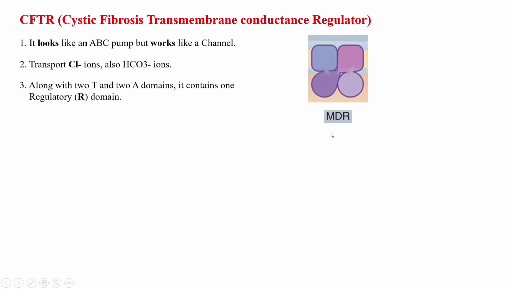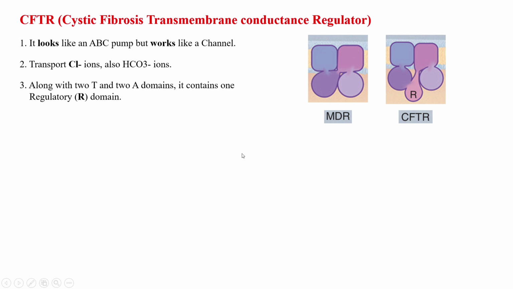As you can see, this is an example of an ABC pump in eukaryotic cells. It is called multi-drug resistance protein because this ABC transporter is present in the tumor cells that exhibit multi-drug resistance to chemotherapeutic drugs. So here two transmembrane domains and two ATP binding domains are present. But if you see the structure of CFTR, you will find there is an extra regulatory domain present apart from these two T domains and two A domains.